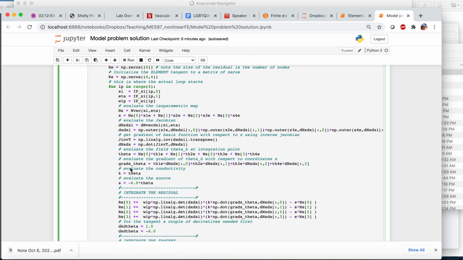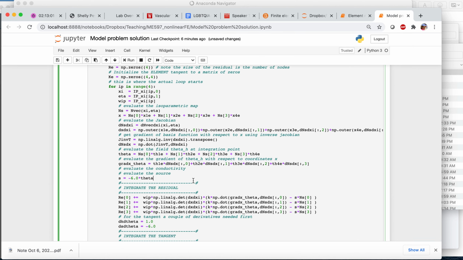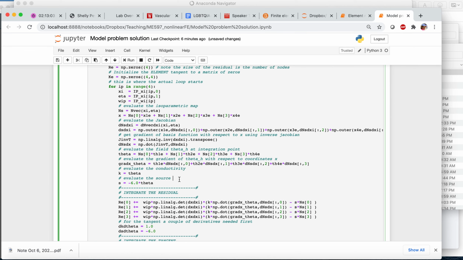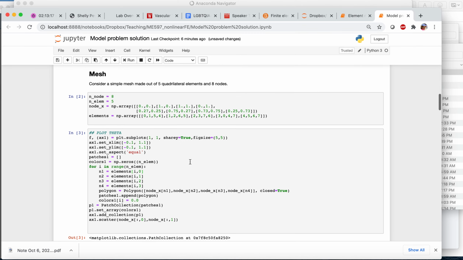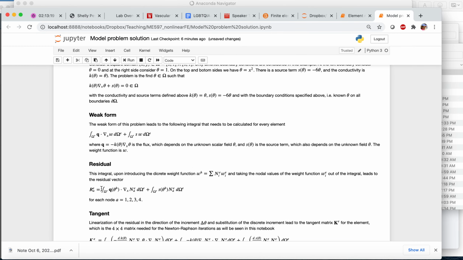That's it. So I also have the conductivity, which is a function of theta. And I also have the source term, which is a function of theta. And with that, I can integrate the residual. This should look exactly the same as the statement that I have up here for the residual.